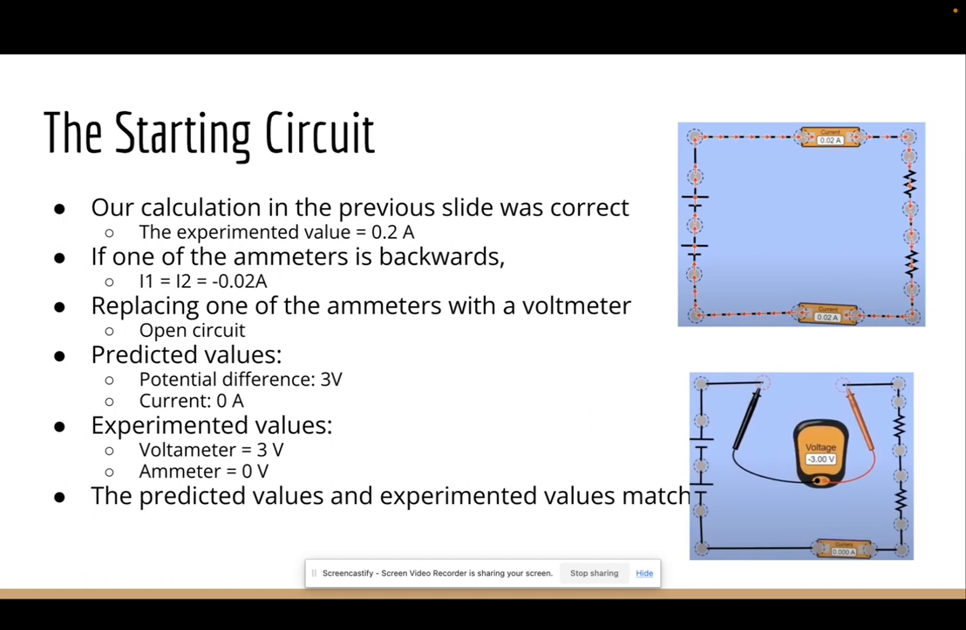The starting circuit: our calculation in the previous slide was correct. The experimental value that we got on the right is 0.02 amps, which matches our calculated result. And if one of the ammeters is backwards, the value will be negative, which is negative 0.02 amps. Replacing one of the ammeters with a voltmeter, making it an open circuit, we got the experimental value to be 3 volts, and the predicted value was also 3 volts. Here we can see that the predicted values and experimental values both match.